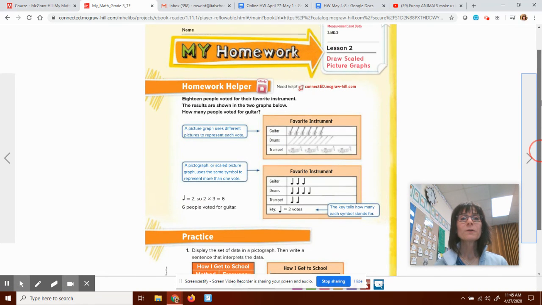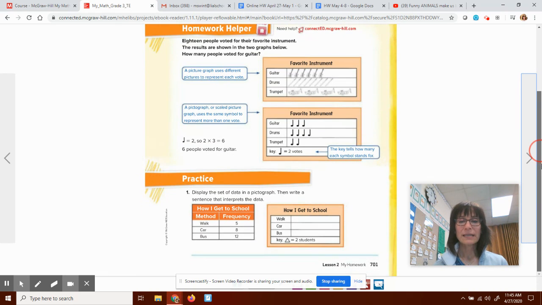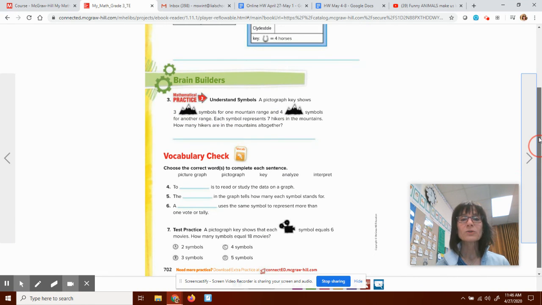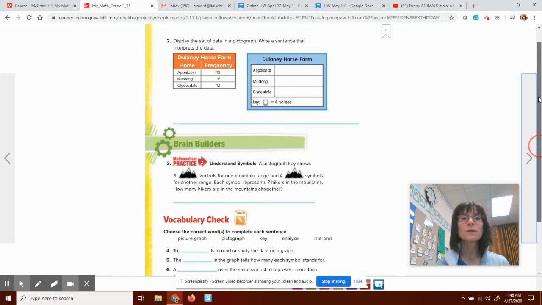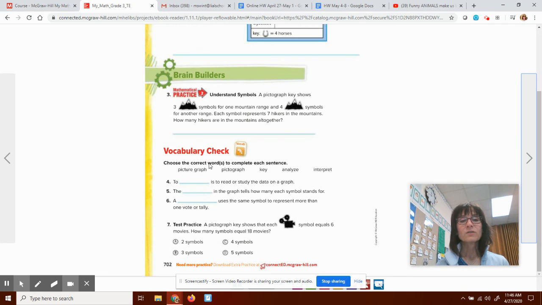Let's check out your homework to see what they've got for us. Your homework: draw scaled picture graphs. It looks like it's pretty straightforward here. Make sure you write a sentence that interprets the data. And then on brain builders, make sure nothing's confusing here. I think we're good. If you're unsure about the correct words in the definitions, you can go back to the beginning of the lesson, and that could help you out.